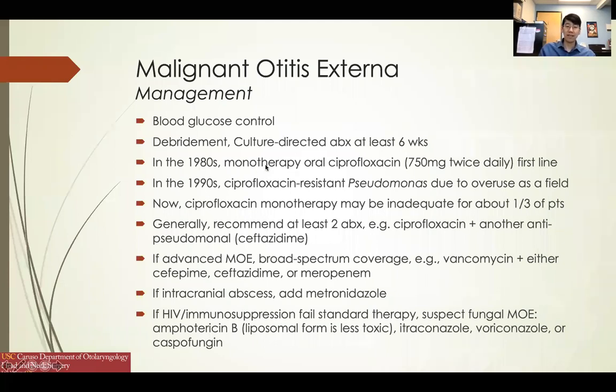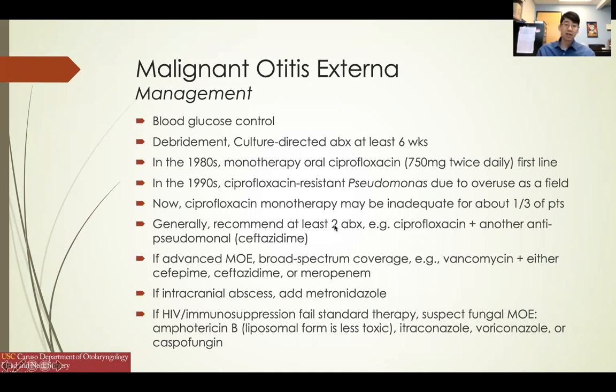So back in the 1980s, oral ciprofloxacin by itself became first line. It really revolutionized the treatment of malignant otitis externa, decreased the need for surgery, and it was great. However, then we developed ciprofloxacin-resistant Pseudomonas in the 1990s. And it's thought to be maybe because of the overuse of Cipro and fluoroquinolones as a medical field, and particularly with antibiotic ear drops. So now it is thought that Cipro monotherapy by itself is not adequate, not going to work for about a third of your patients that have MOE.